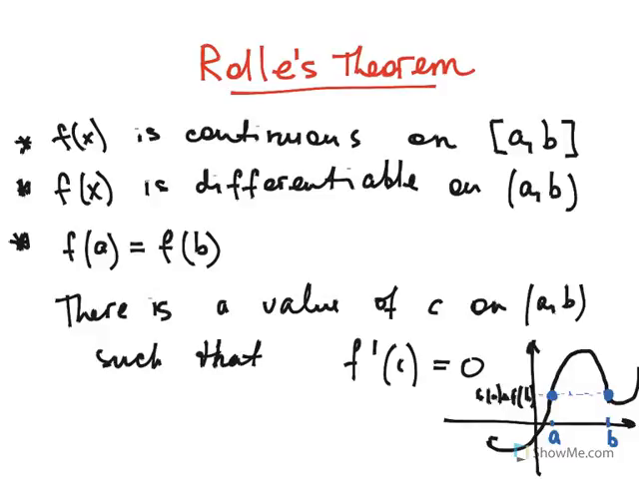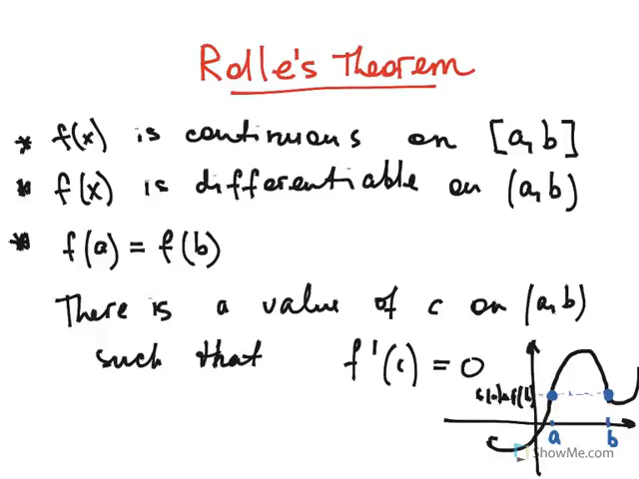Now, according to this theorem, we say if the function is continuous, we have that, and it is differentiable, we have that, and f of a equals f of b, and we have that, then we're supposed to have some value of c between a and b, where the derivative equals 0. When does that happen? That happens when your derivative equals 0 at a certain x value, when you get the maximum or minimum point, right?